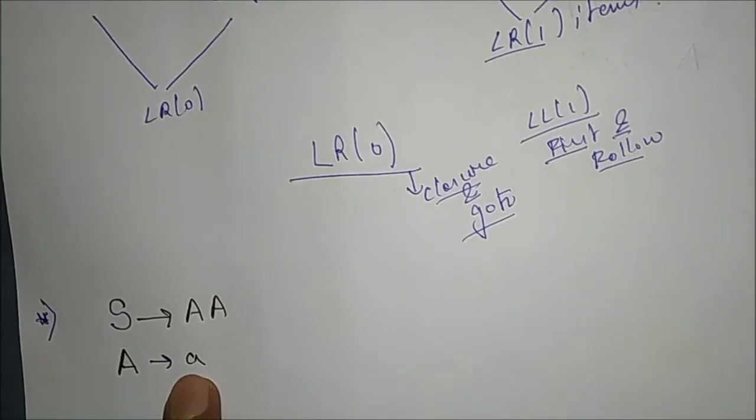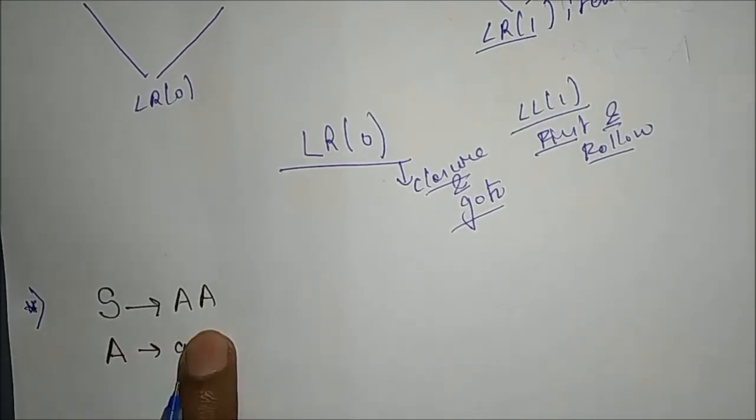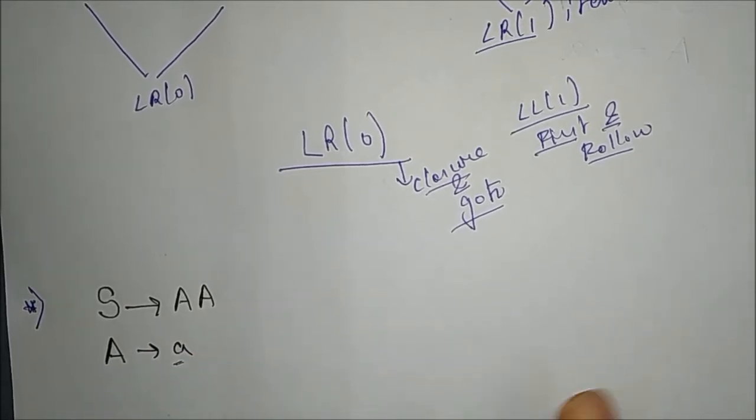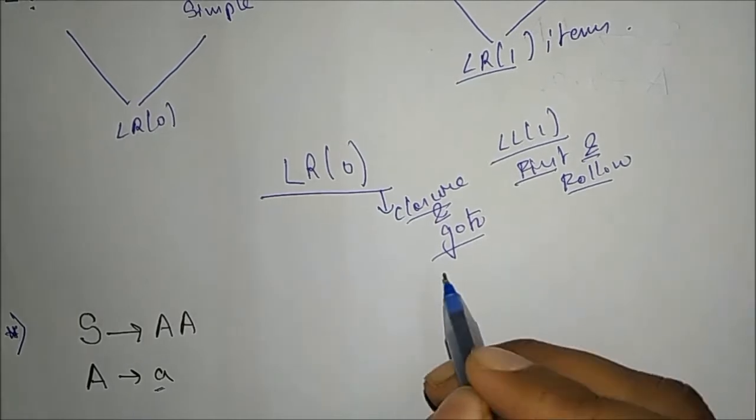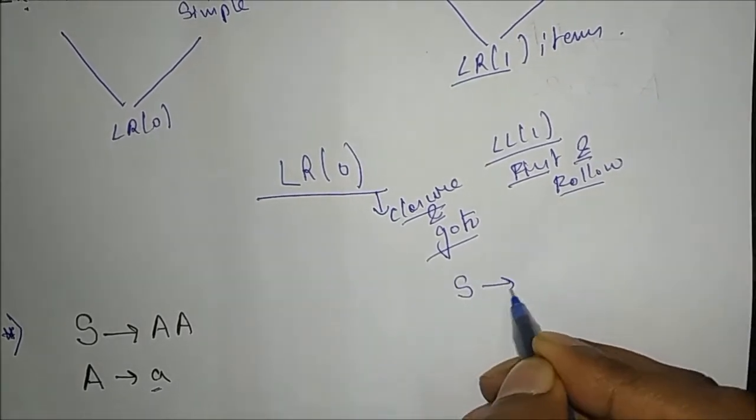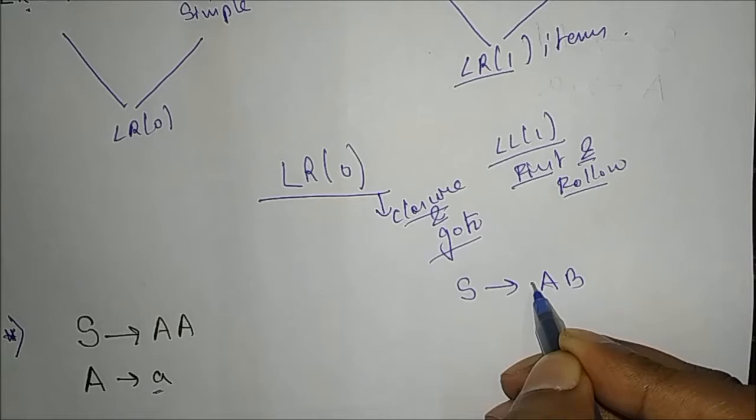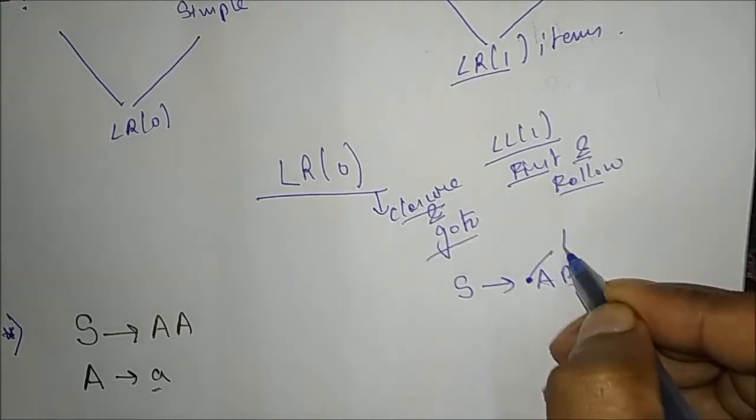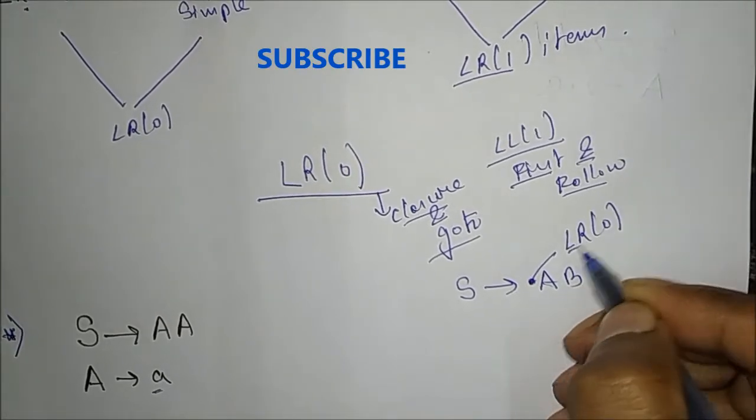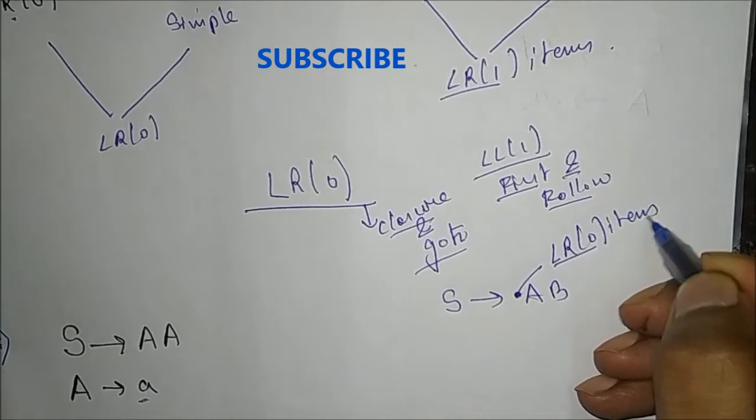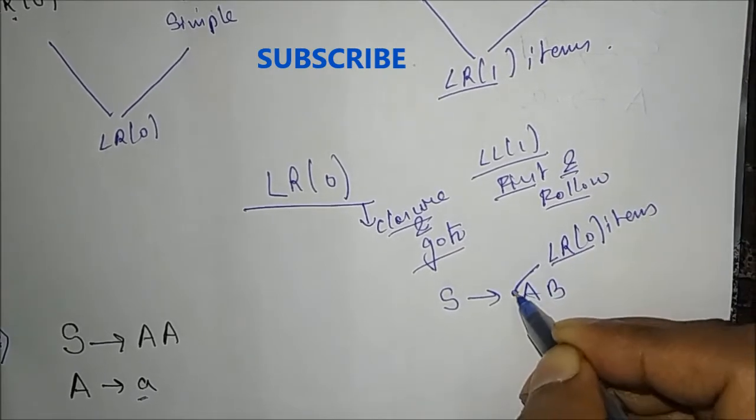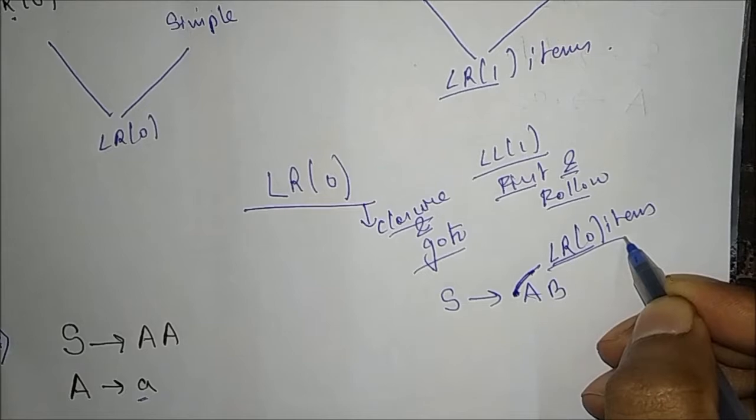Now see, this is a given production: S derives A, and A derives a, where small a is the terminal. What do we mean by LR0 items? If the production is given like this and a dot is placed in it, then it determines that it's an LR0 item. The meaning of the dot here is LR0 items.